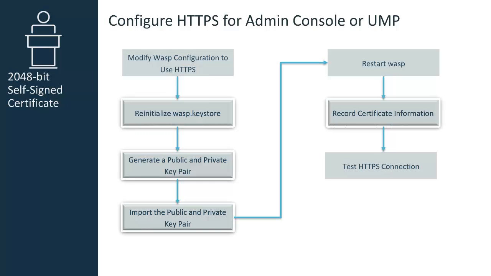Here I have highlighted the additional steps you must perform, in addition to the steps I showed you previously. You must reinitialize the WASC.keystore and reset its password if you do not know the password for the WASC.keystore, or this is the first time you are configuring UIM or Admin Console to use HTTPS. Generate a public and private key pair with a 2048-bit private key. Import the public and private key pair into the WASC.keystore. Record certificate information. Securely record the new password you set for the WASC.keystore and the validity period you set for the certificate. Back up the certificate files to a secure location.